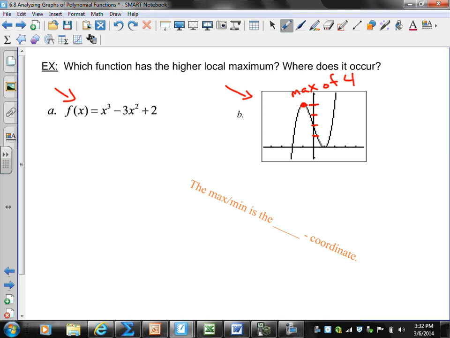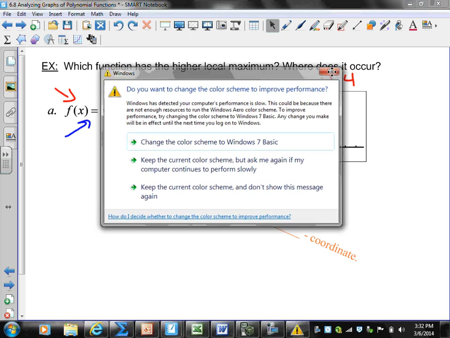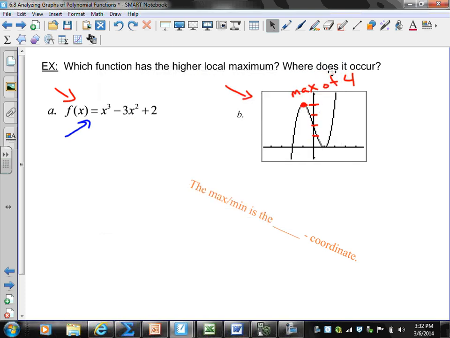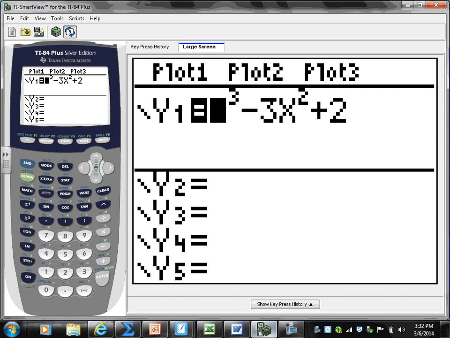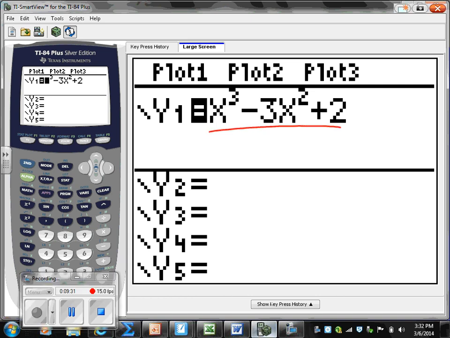Well, in our function here, f of x, I can't tell what the maximum is just by looking at this function. In fact, it actually takes calculus to do this, and we're not going to go there. We're actually just going to use our calculators. So this is actually kind of nice for us here. I'm going to go ahead and get my calculator going. So here's my function. This is actually the exact function that we just had there. I'm going to go ahead and take a look at this graph.